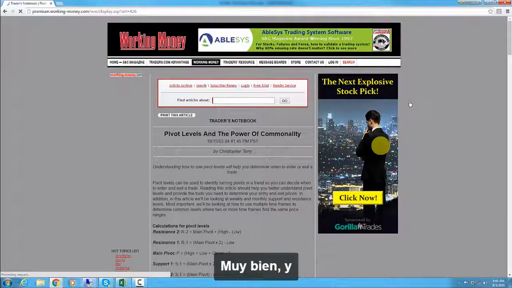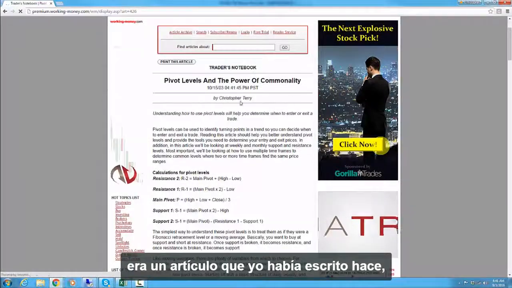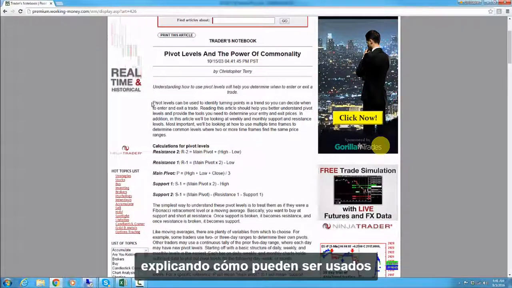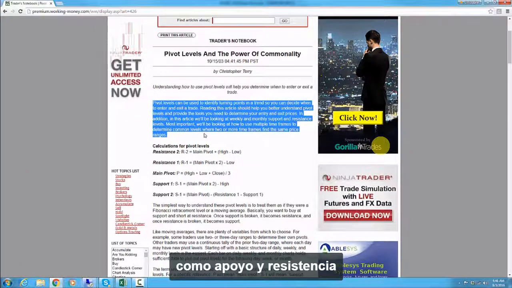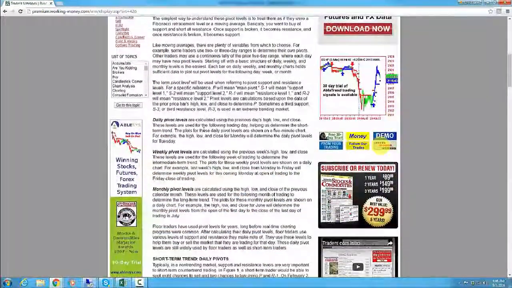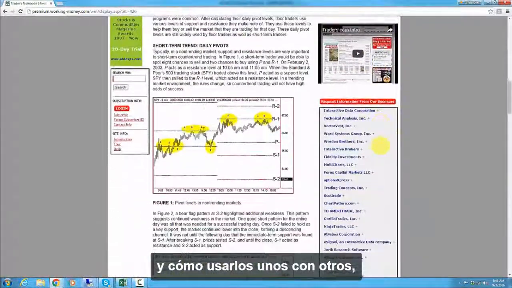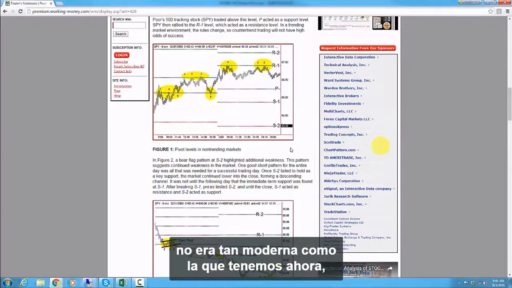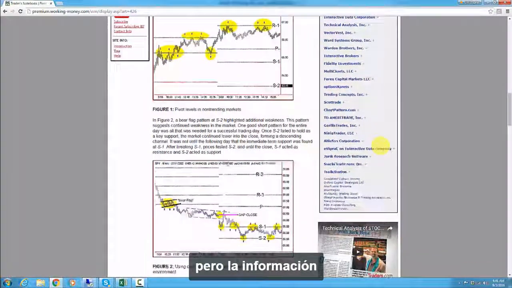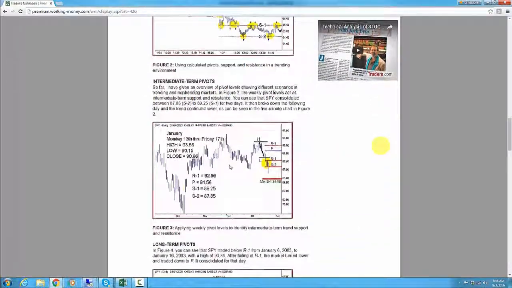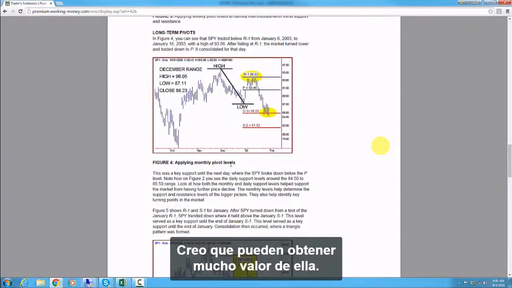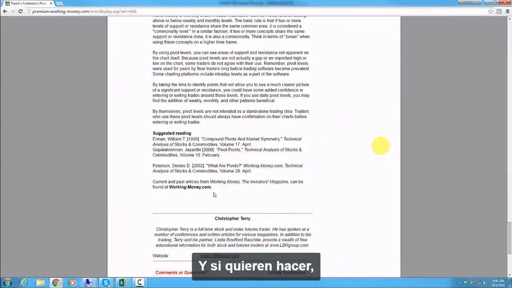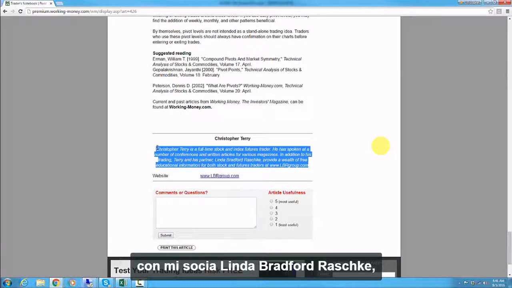All right. It was an article I had written 13 years ago about pivot levels, explaining how they can be used as support and resistance, and how to use them combined with each other. Now, the platform we had back then wasn't as fancy as we have these days, but the information is a very, very good read. I think you can get a lot of value out of it.